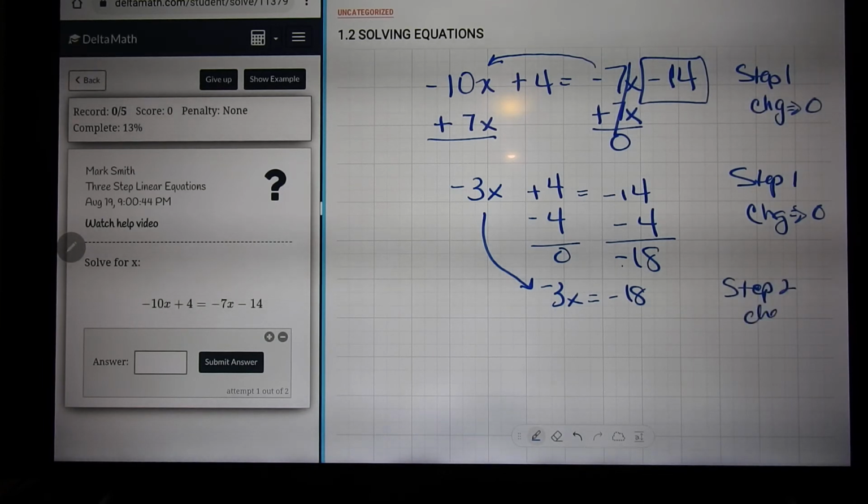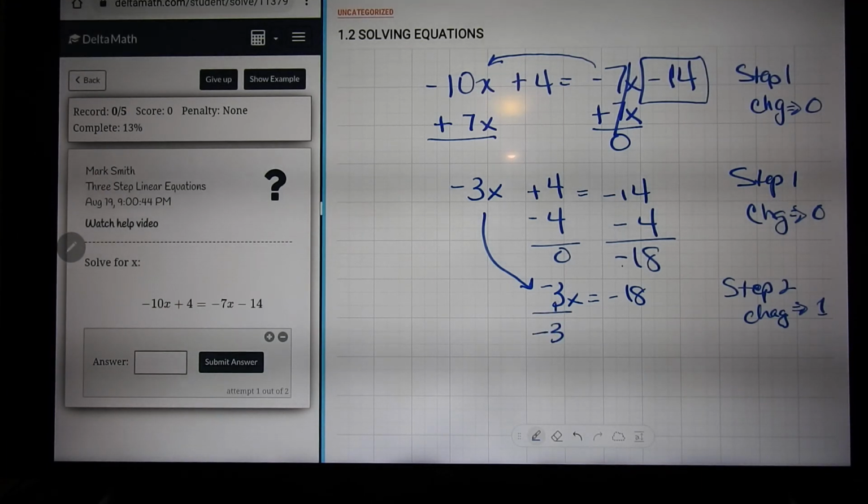So we need to change something to a 1. Change to 1. All right, and so we need to change this negative 3 right here to a 1. We do that by dividing it by itself. So now this says 1x on this side.